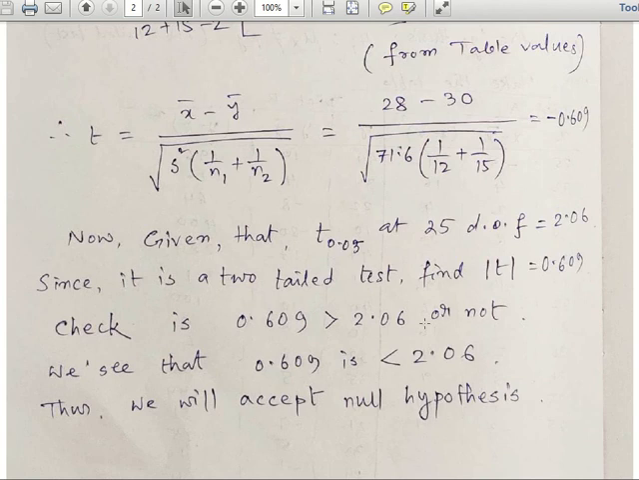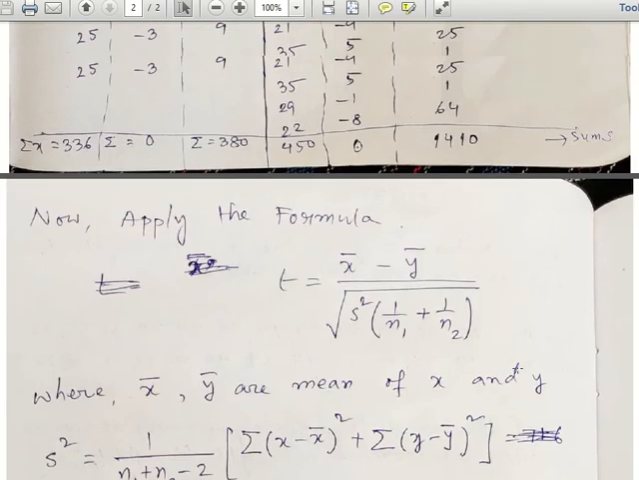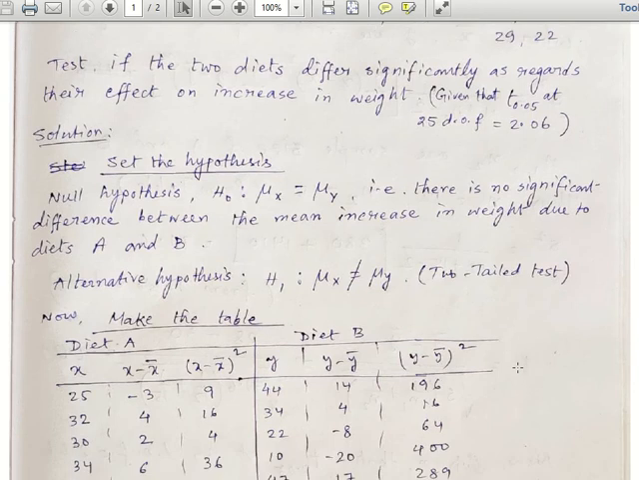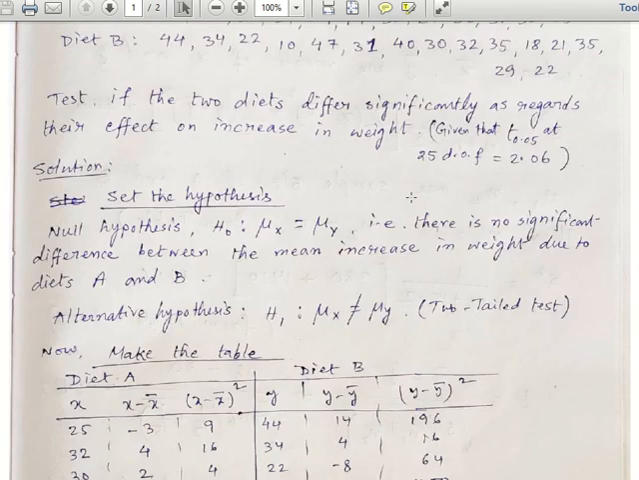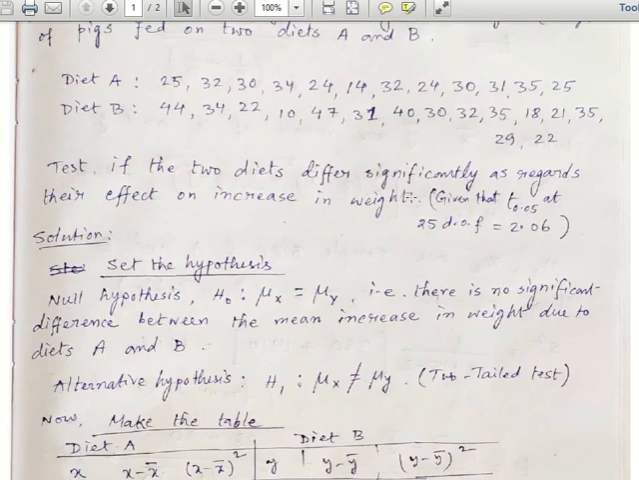Okay, so now check it. Very easily we can see that 0.609 is less than 2.06. Okay, so here we should accept the null hypothesis and our conclusion should be there is no significant difference between the mean increase or the average increase in weight due to diet A and diet B. That is, both the diets are almost equal. If you apply diet A or someone is applying diet B, the increase of weight will be similar.